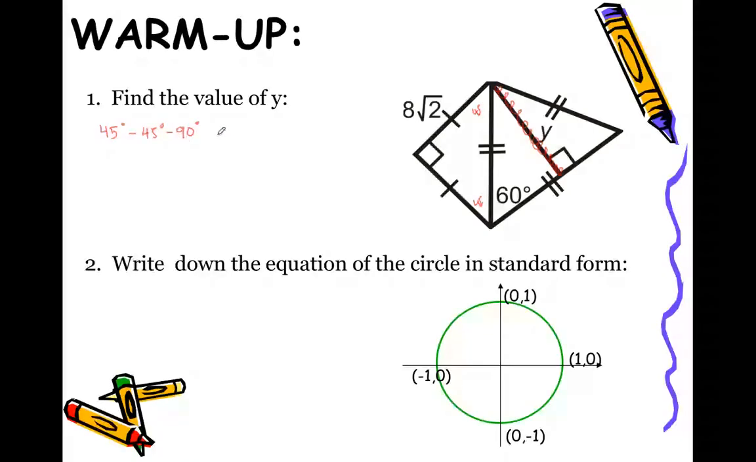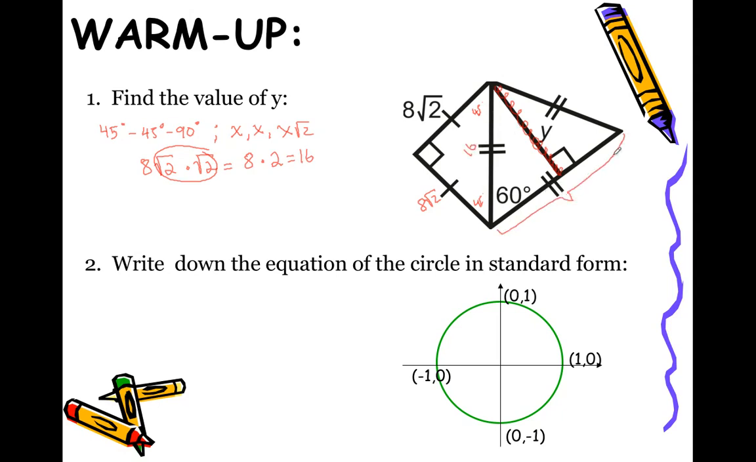Right? So you have your two sides. You have x, x, and then your hypotenuse is x root 2. Right? So I know that this side is 8 root 2. And then to figure out the hypotenuse, that third side, I'm going to have to do 8 root 2 times root 2. Well, what is root 2 times root 2? Well, that undoes itself, right? That's like the square root of 4, which is just 2. So that length is just 16. So that means that this entire length is 16. And that means this length is 16.